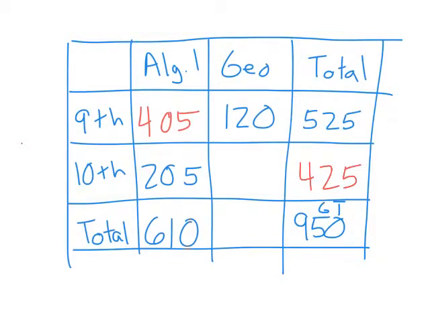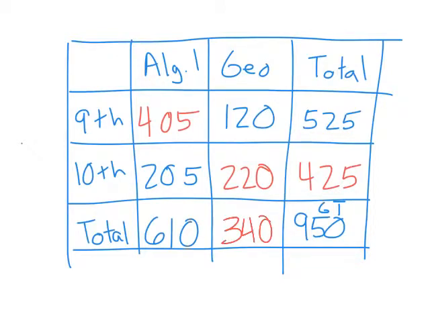Okay, so it's just a big subtraction game. So now I can go ahead and find the 10th graders in geometry. I know there's 425 total 10th graders. Take away 205 Algebra 1 students, and I know that there would be 220 10th graders in geometry. And then last but not least, I know that 120 geometry students in 9th grade plus 220 10th graders in geometry should be 340 geometry students overall. Or you could have done 950 minus 610 to get to 340.